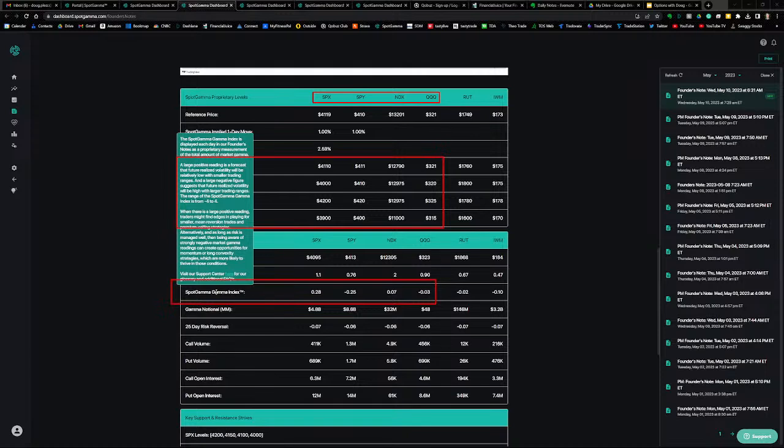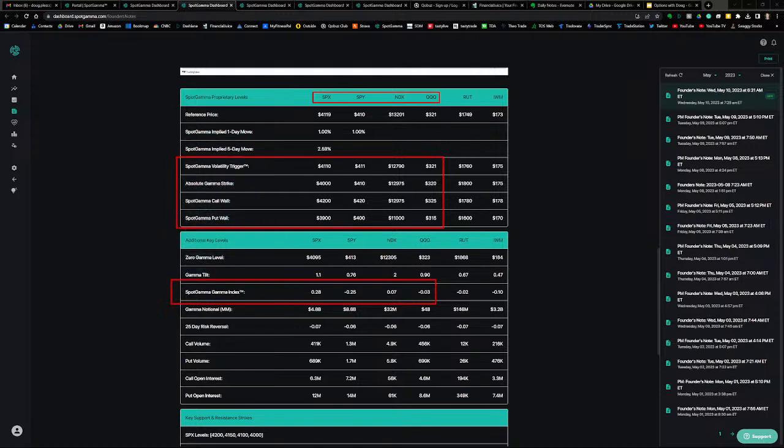All of these numbers did decrease from yesterday. So this is showing that for SPX, at the beginning of the day, market makers' position on the gamma curve was slightly positive, and for SPY, slightly negative. And I primarily pay attention to the SPX number.